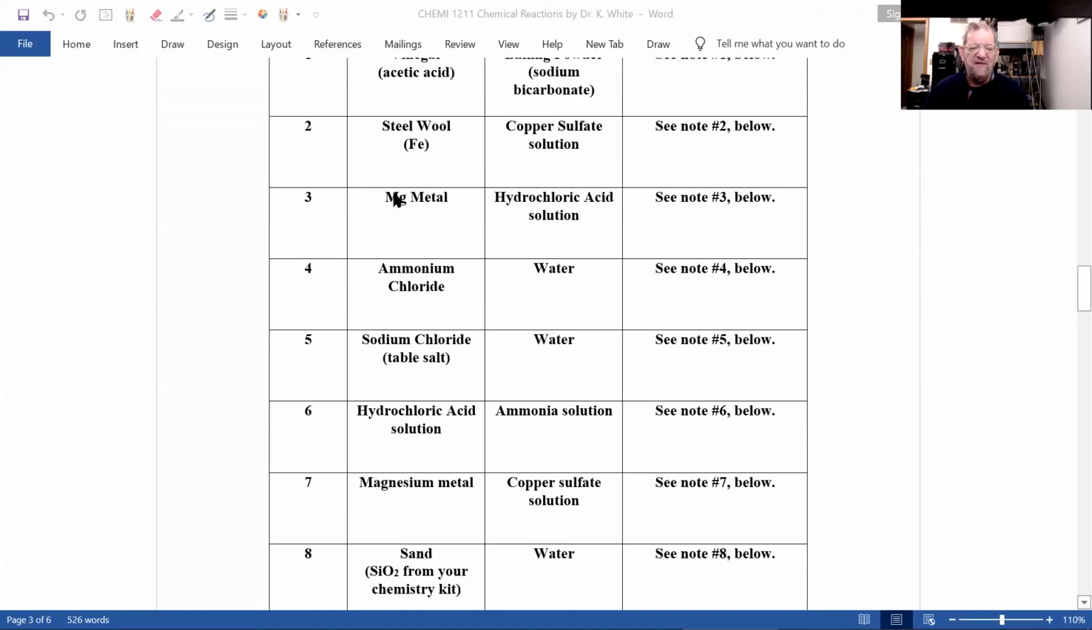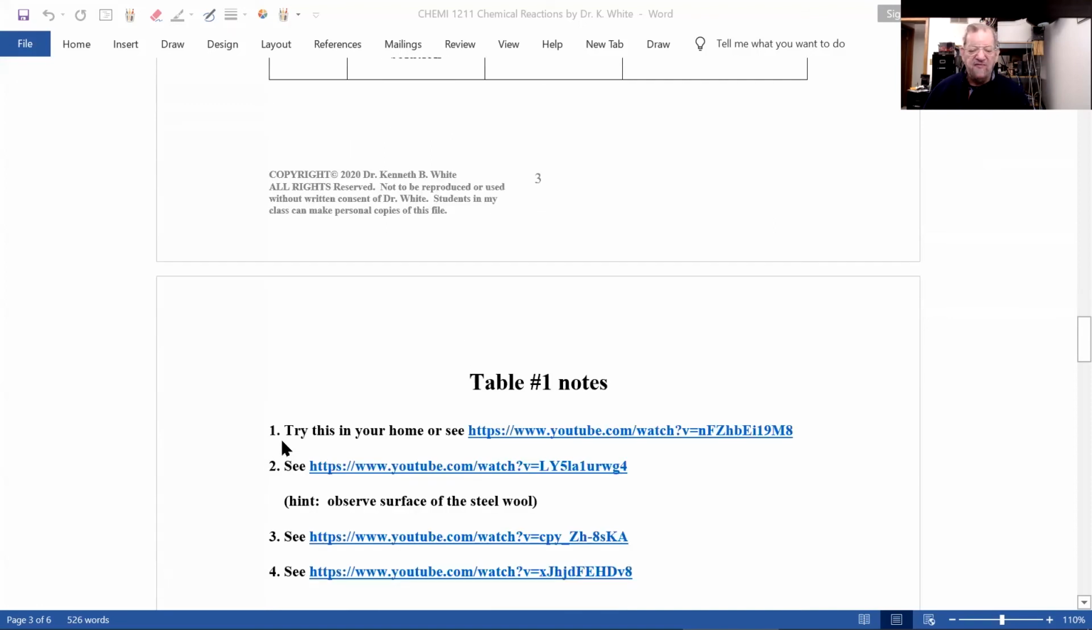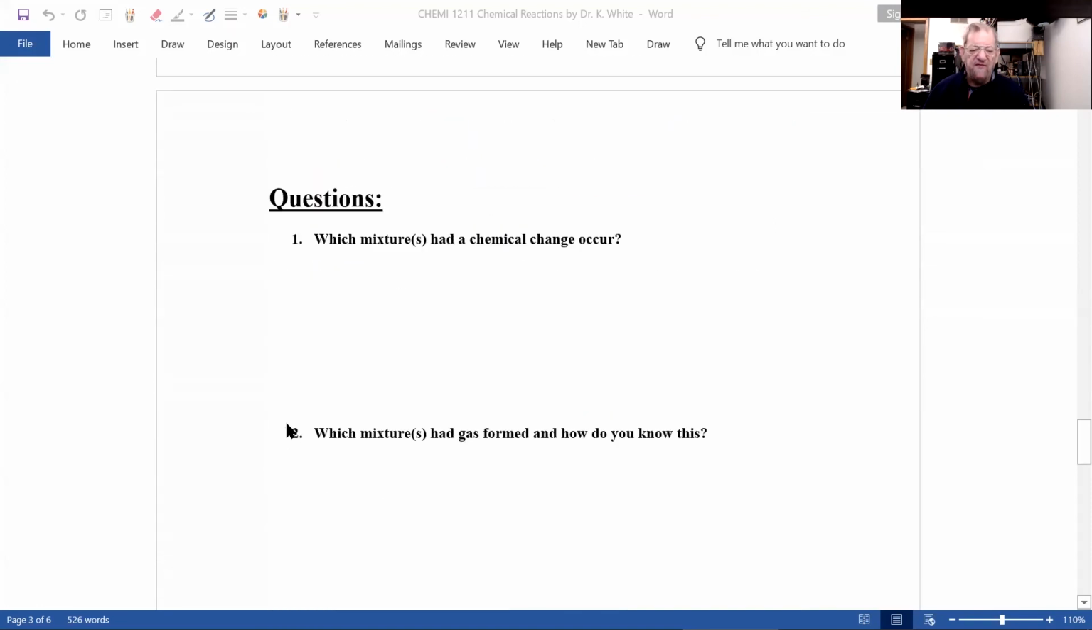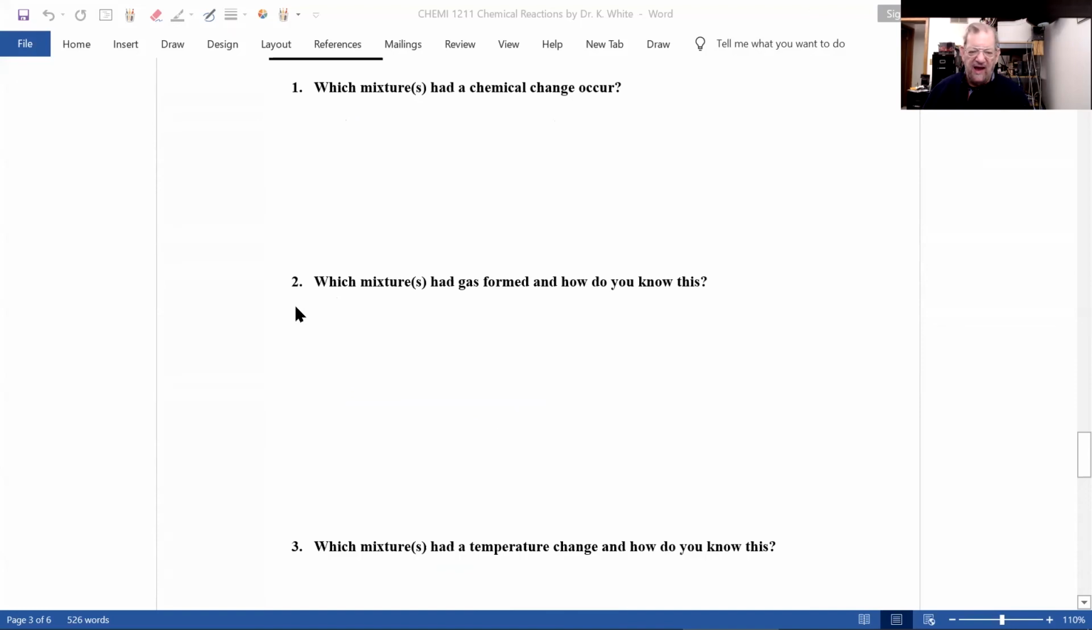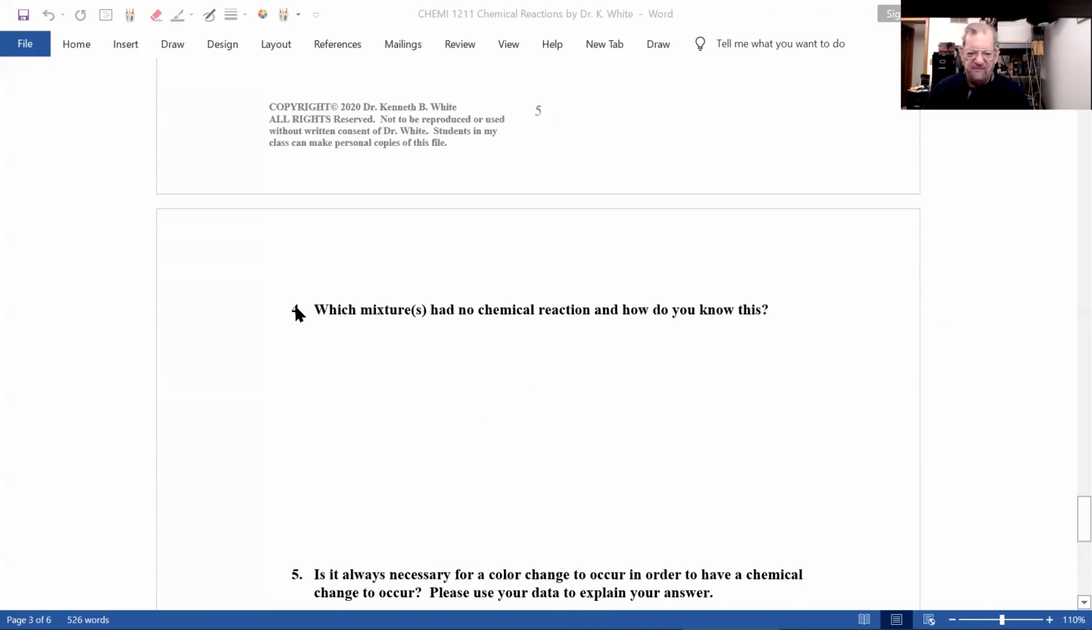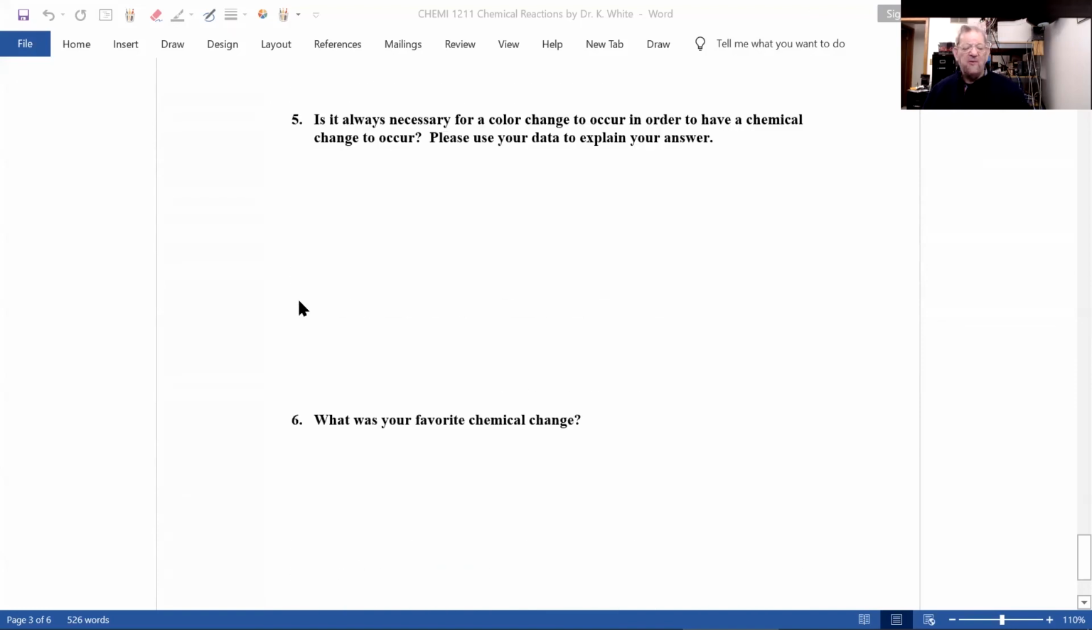Oh, this is one of my favorites. This is cool too. They're all nice. That's why I picked them. So after you do that table, from the table, you will answer the following questions. And by the way, I gave you a fun one, the last one. What was your favorite chemical change? And that's the lab. It looks like it'll be a fun lab for you.